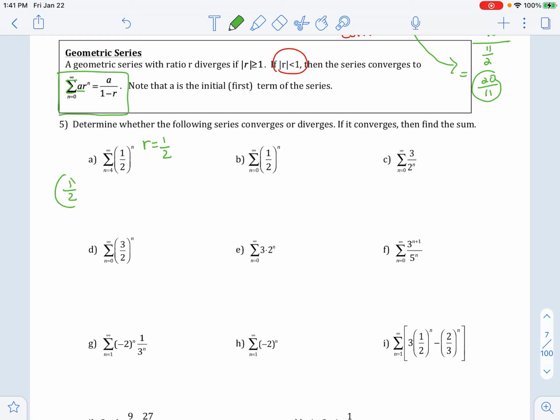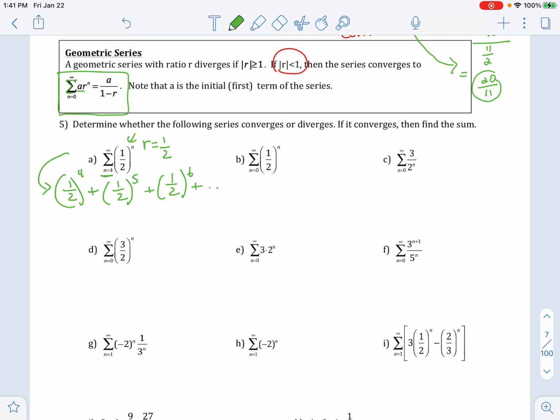Really, the first term here is 1/2 to the 4th, right? We're starting at 4. And then the sigma means you're adding, so your next term is 1/2 to the 5th plus 1/2 to the 6th, etc., all the way to infinity. But you actually don't have to write it out like this to figure out what that R value is.